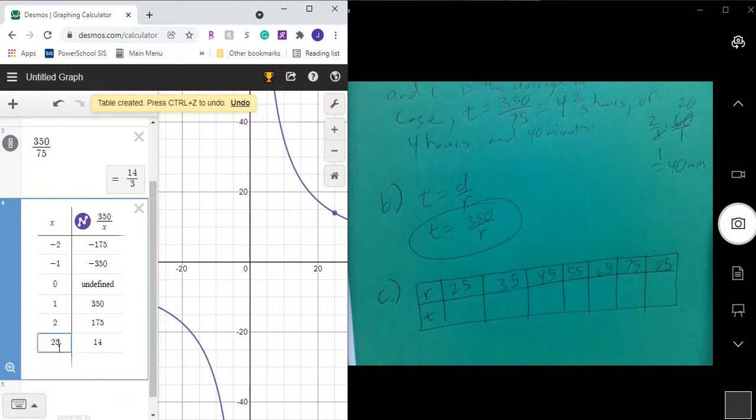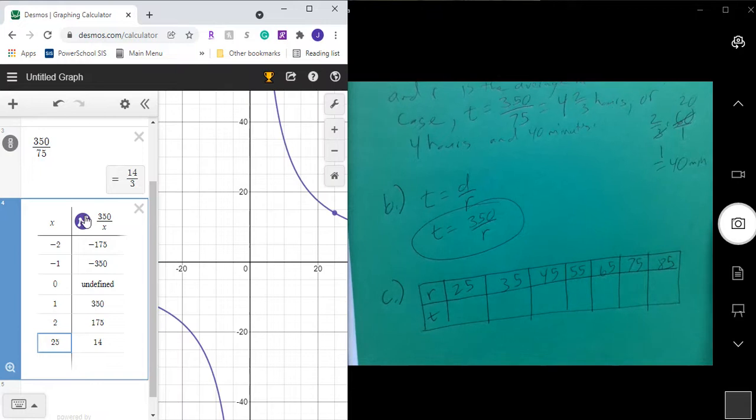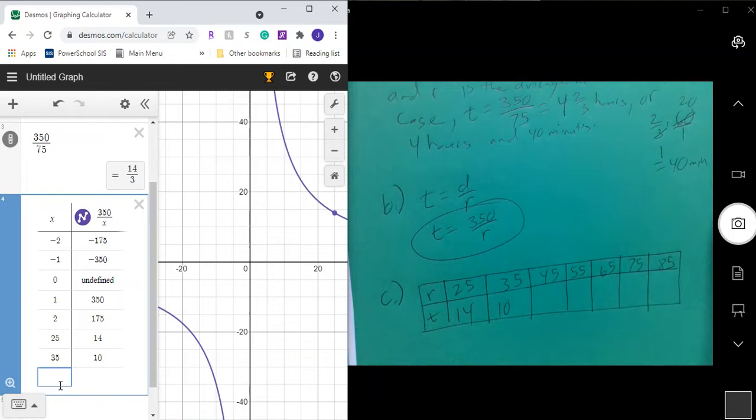So we type in 25. It gives us 14. Then we type in 35. It gives us 10. 45. It gives us 7 point something, so we round to 1 decimal place. So it'd be 7.8.